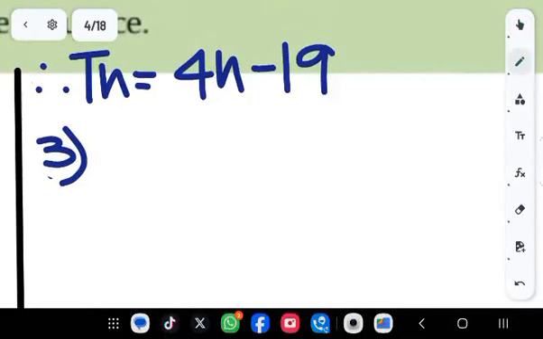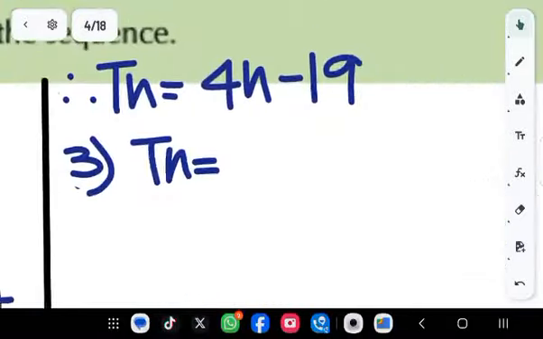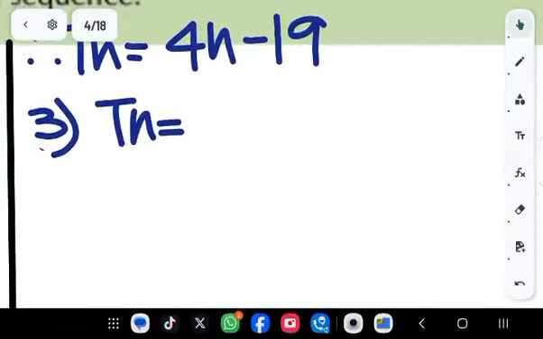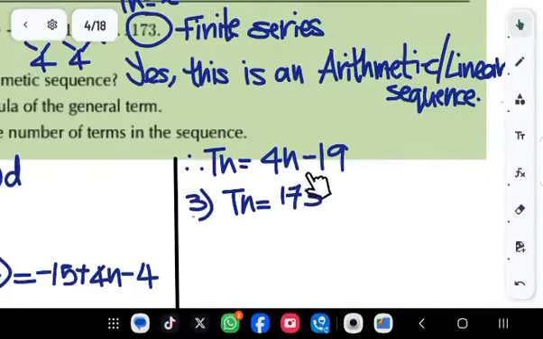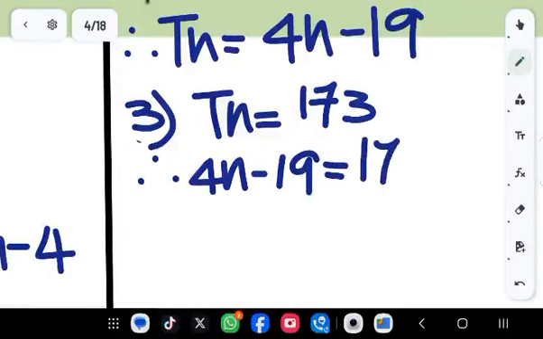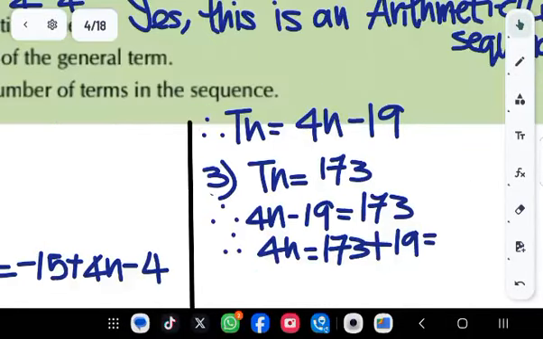Now, let's use that to figure out the number of terms we have. How many terms we have? That is the number n. We know that the last term, Tn, in this case is 173. And we also know that the formula for the general term is 4n minus 19. So we substitute that into this equation: 4n minus 19 equals 173. Now we solve for n. Take the 19 to the right hand side, and that gives you 173 plus 19.